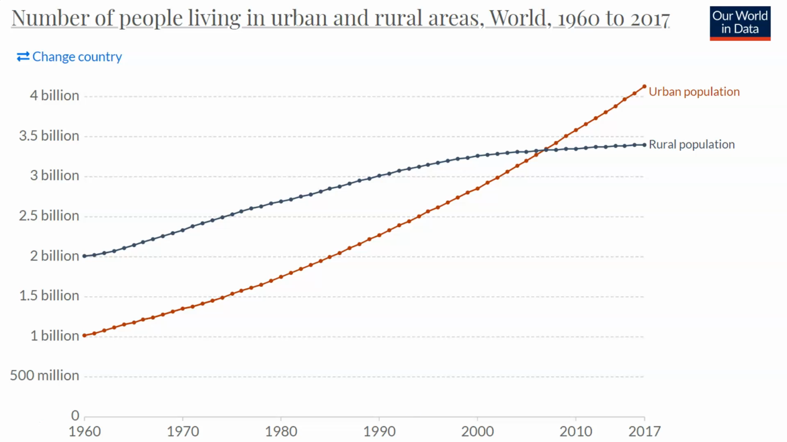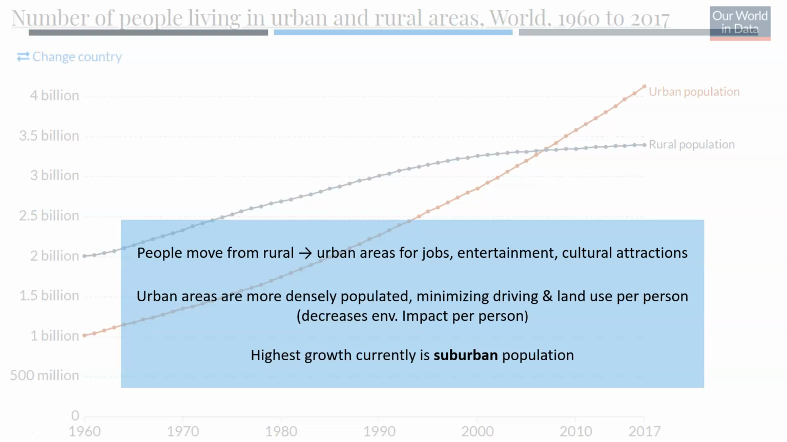Looking at the number of people living in urban areas and rural areas, we see here that in 2008, for the first time, our population moved to mostly urban areas. This leads to a cycle. People moving from rural areas to urban areas move for jobs or entertainment, cultural attractions. These urban areas become more densely populated. A benefit of this is it minimizes driving and the land use per person because you have more people in a smaller area. So this overall decreases the environmental impact per person in a city.